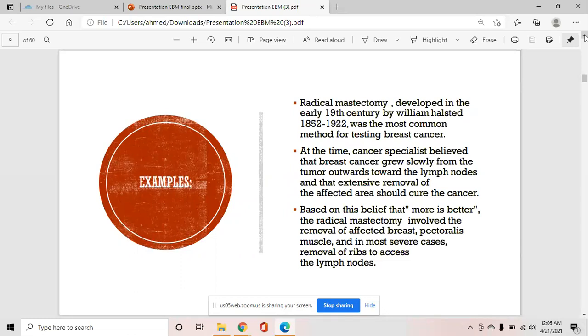It was developed in the late 19th century by William Halsted, from 1852 to 1922, and was the most common method for treating breast cancer. At the time, cancer specialists believed that breast cancer grew slowly from the tumor outwards towards the lymph nodes and that extensive removal of the affected area should cure the cancer. Based on this belief that more is better, the radical mastectomy involved the removal of the affected breast, the pectoralis muscle, and in most severe cases, removal of the ribs to assess the lymph nodes.